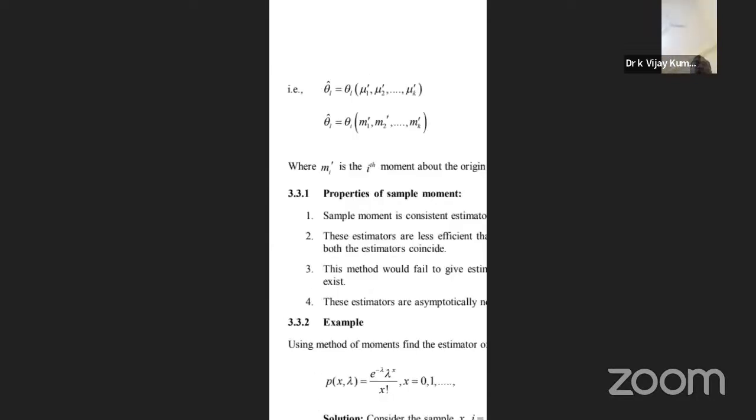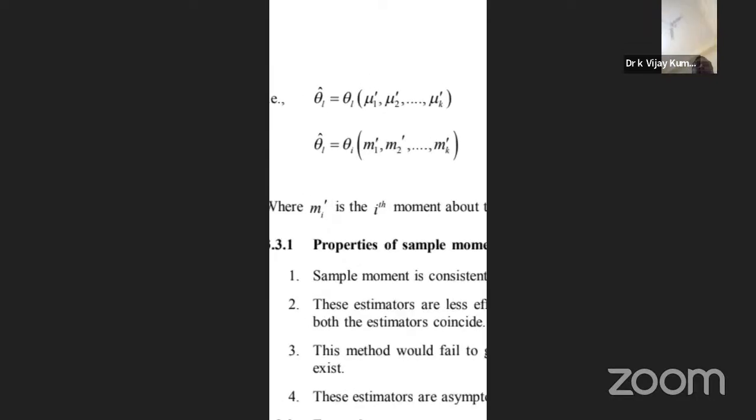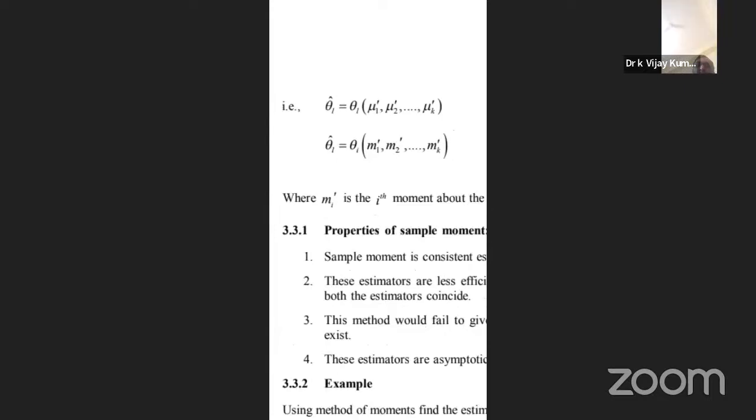So theta 1, theta I cap. So theta I, mu 1 dash, mu 2 dash and so on, mu k dash. Theta I dash is theta I, m1 dash.